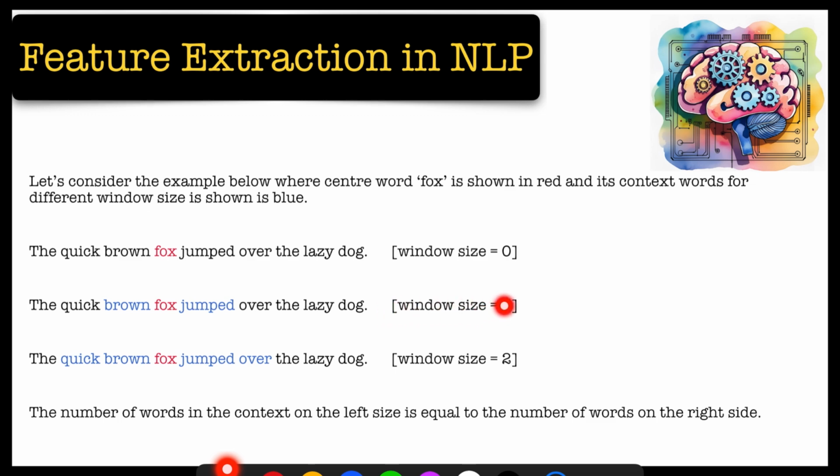Here the window size is 1, so we have brown and jumped as the context words. Here the window size is 2, so we see quick, brown, jumped, over. These four are the context words. So the number of words in the context on the left side is equal to the number of words on the right side.